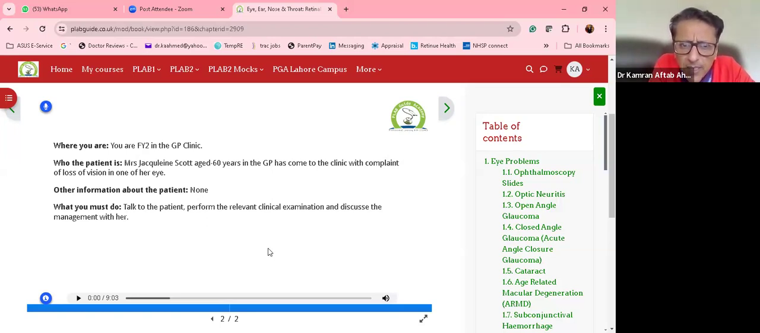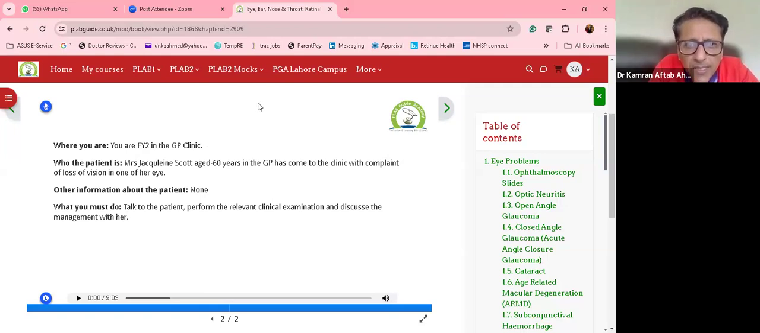Any questions about retinal detachment? Yes, one more thing. Don't forget, retinal detachment is usually in patients in their 60s, 70s, 80s, usually not young. But this is not a rule. In most cases, it will be an old patient.